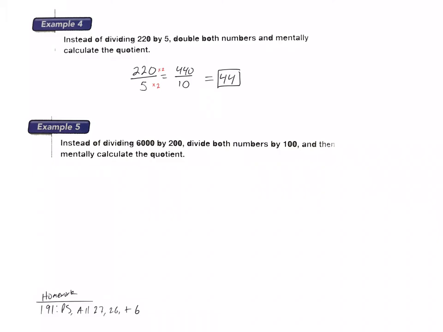So here's our next one. Instead of dividing 6,000 by 200, this is the problem that I'm given. So divide both of them by 100. I'm going to divide the top by 100, the bottom by 100. What that does is essentially just reduces out 2 of those zeros. So this gives us 60 divided by 2, which again, fairly simple to do, comes out to be 30.